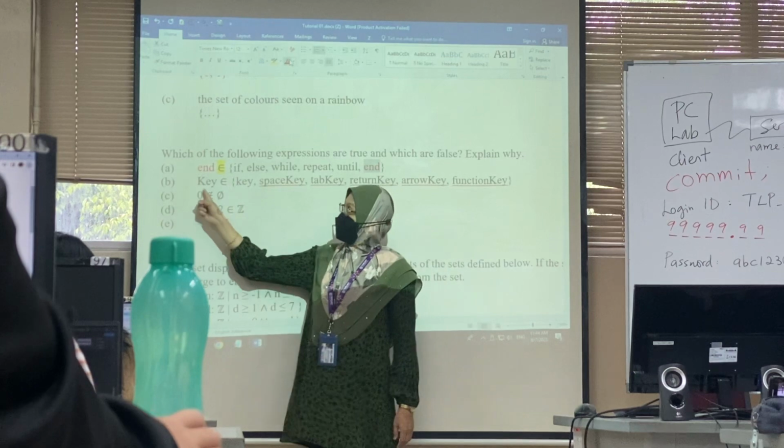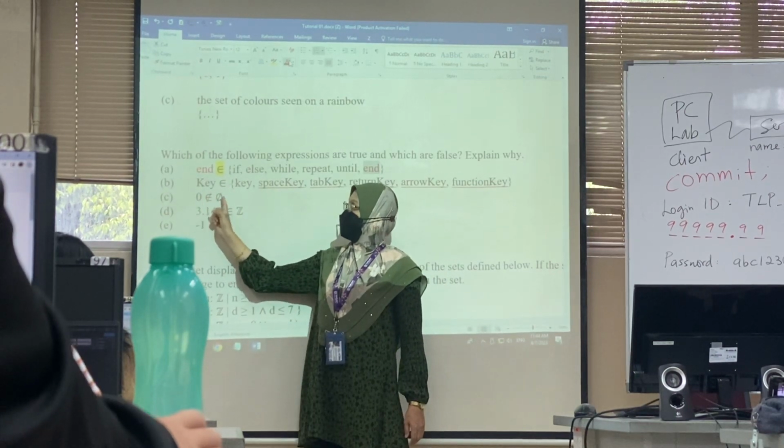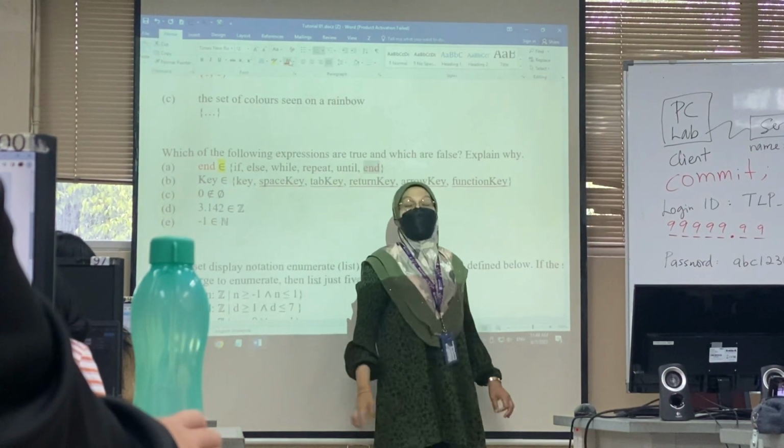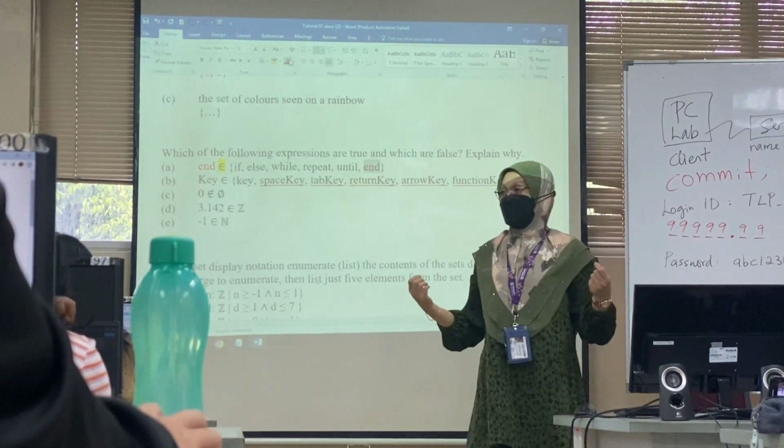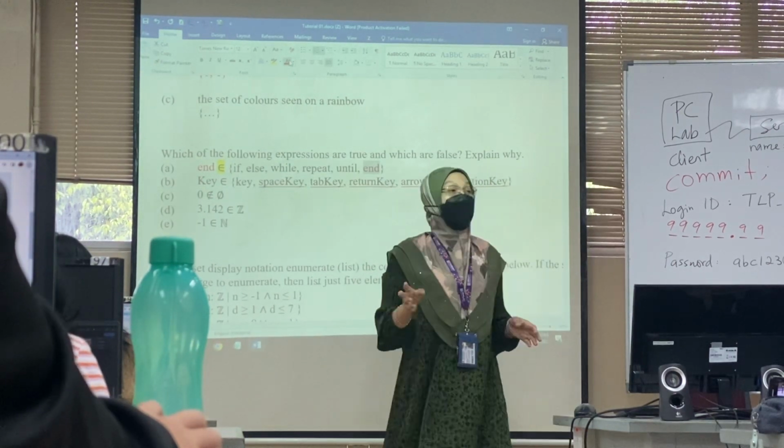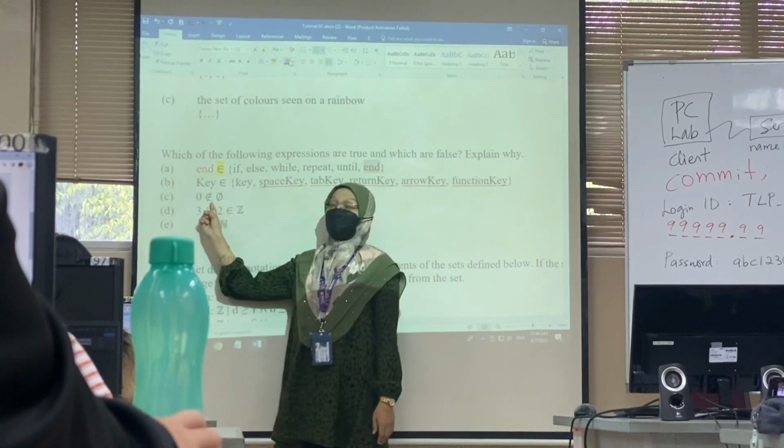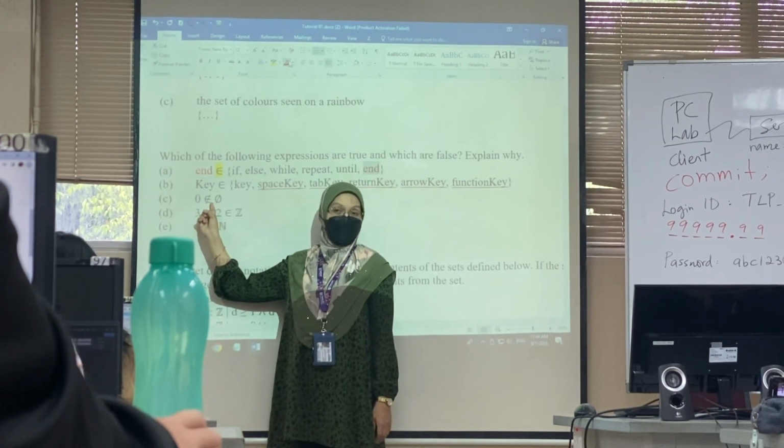Okay, 0 is not a member of the empty set. Empty set means empty, and 0 is a value, so it's not a member of the empty set. So the answer here is true.